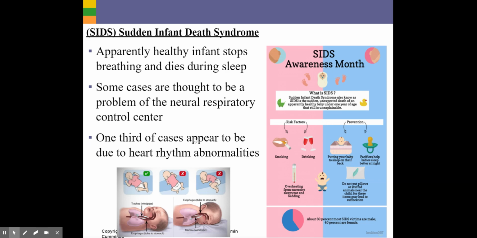But a third of the cases appear to be due to heart arrhythmia abnormalities, where they just don't tend to breathe, or because of positioning for the baby. So the big thing now is that we really want to lay that baby on its back, nothing around it, no blankets, no pillows around the outside. We don't want to lay them on their stomach or their side, which can be kind of problematic in most cases.